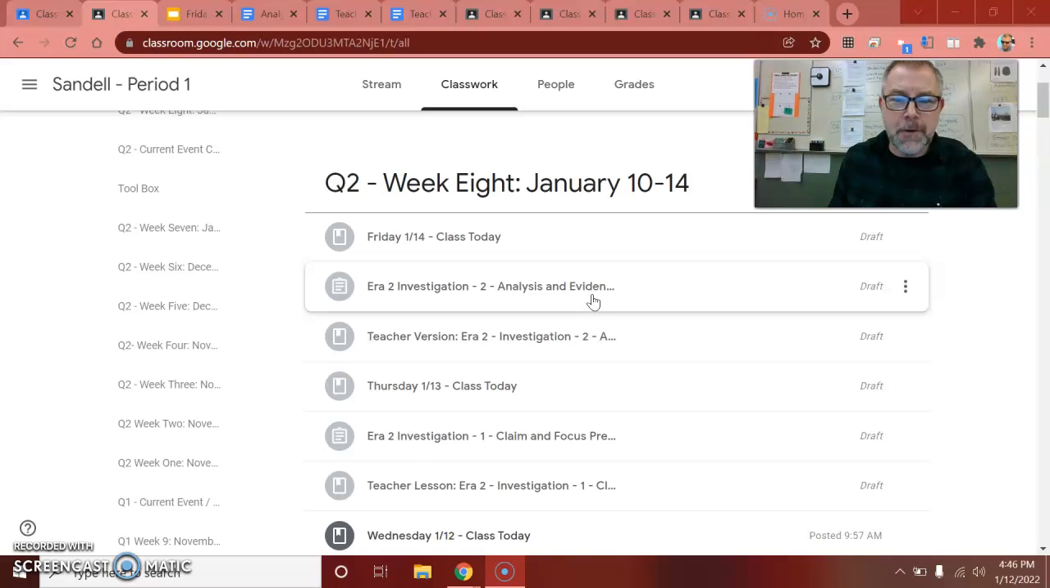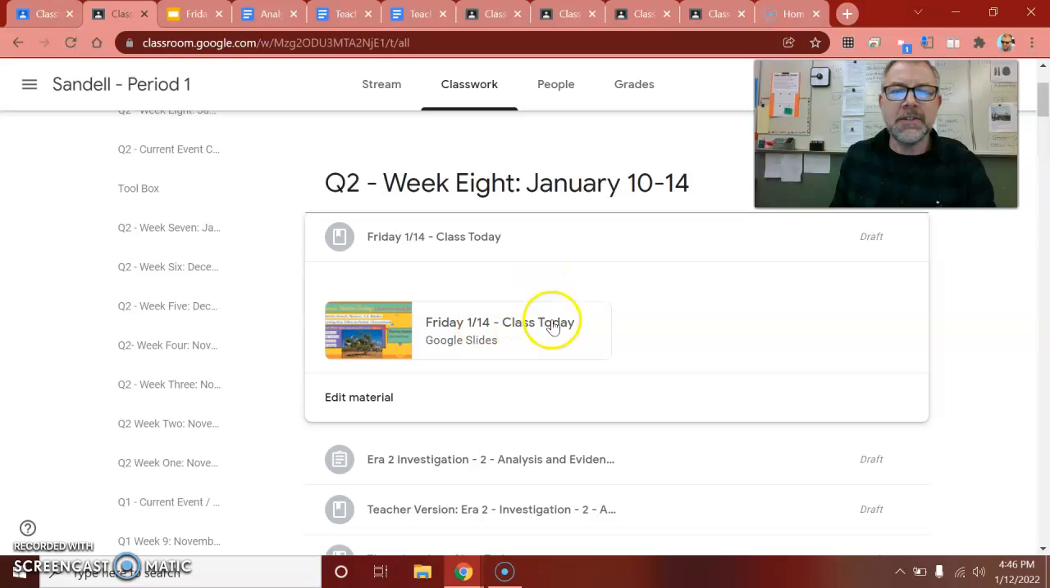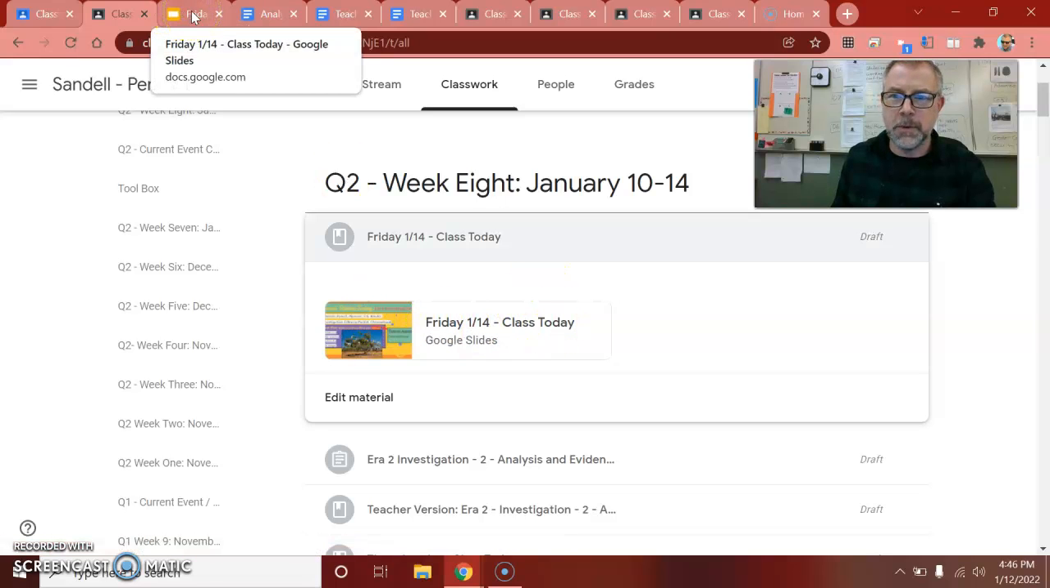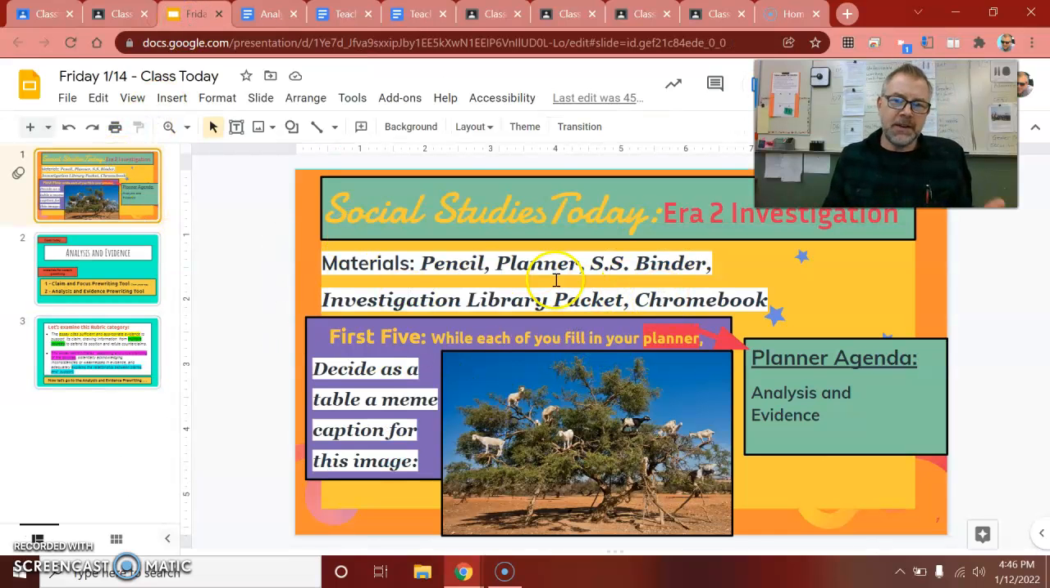So for today, we're going to want to have open our Era 2 Investigation 1 claim and focus. We'll also want to open the Era 2 number 2 analysis and evidence pre-writing. But before we open all that, let's look at the slides for today because there's a little preview of some things that we'll want to look at. So when we open up the slides, you'll see our first slide is always our opener. It tells us what supplies we need for class and a little first five.